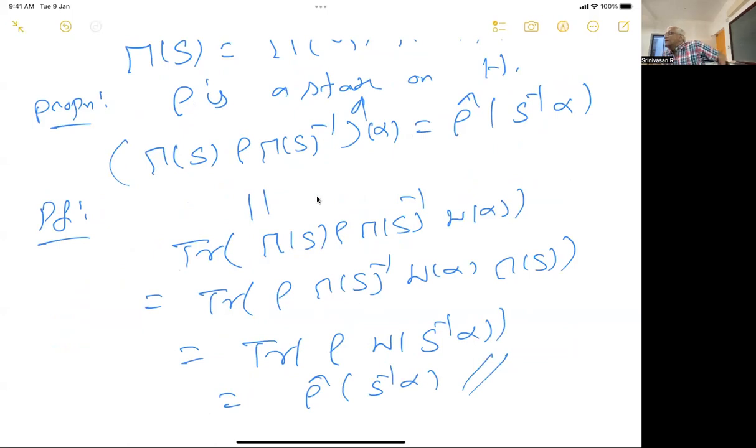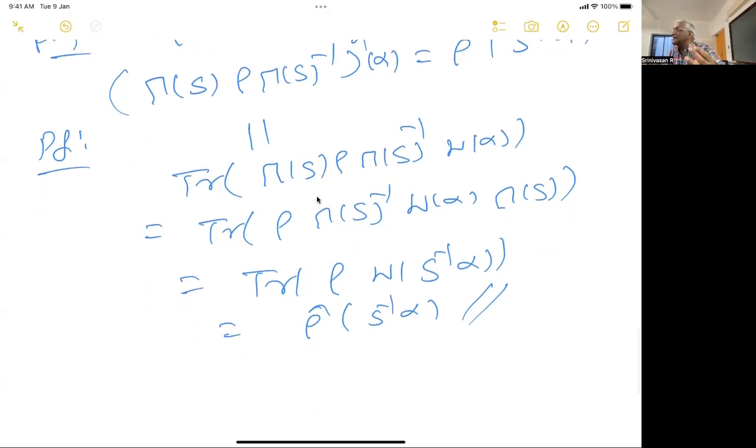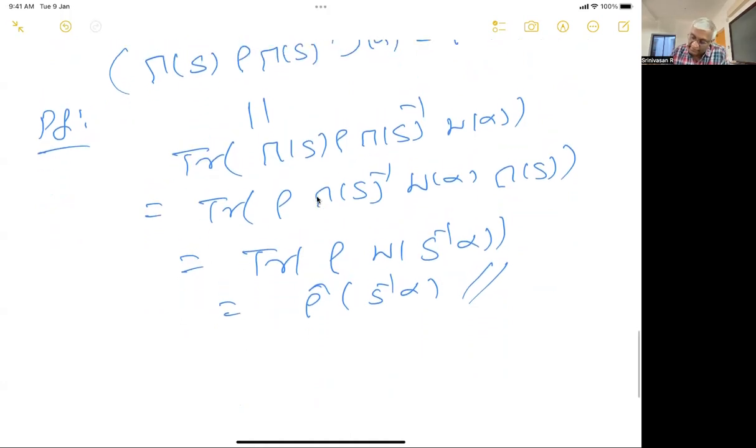So it's clear. If you have a state and you have a symplectic isomorphism, then you conjugate the state with the second quantization of the symplectic isomorphism, and then we get a new state. What you can see is this will alter the covariance matrix of the Gaussian state.